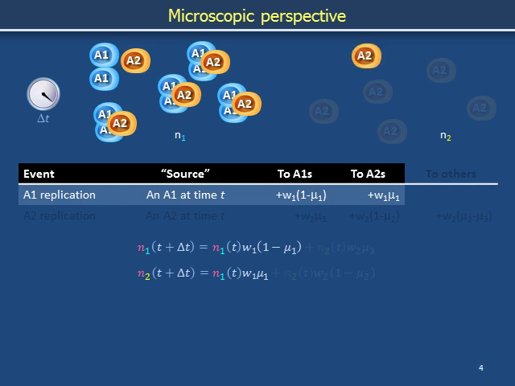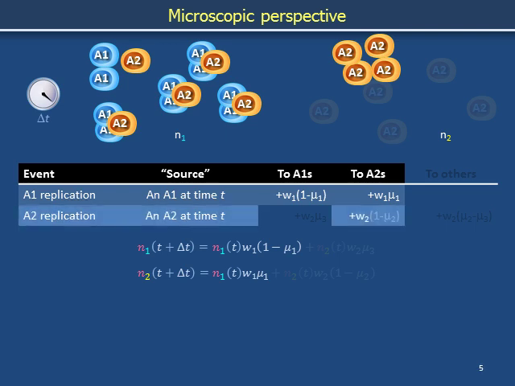Consider this highlighted orange cell. It can also survive and reproduce. We say that A2 replicates, meaning that for a given A2 at time t, we expect to have W2 cells at a future time t plus delta t. Owing to mutation, some of these W2 cells have allele A1. So for each orange cell at time t, we expect to have W2 times the mutation fraction mu3 blue cells at a later time t plus delta t.